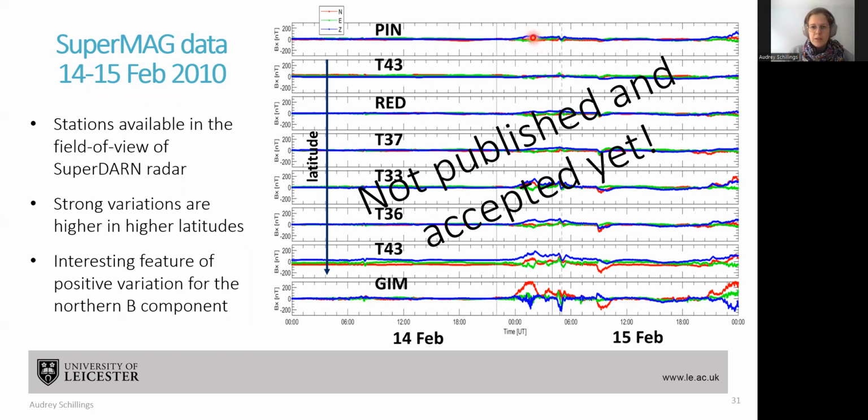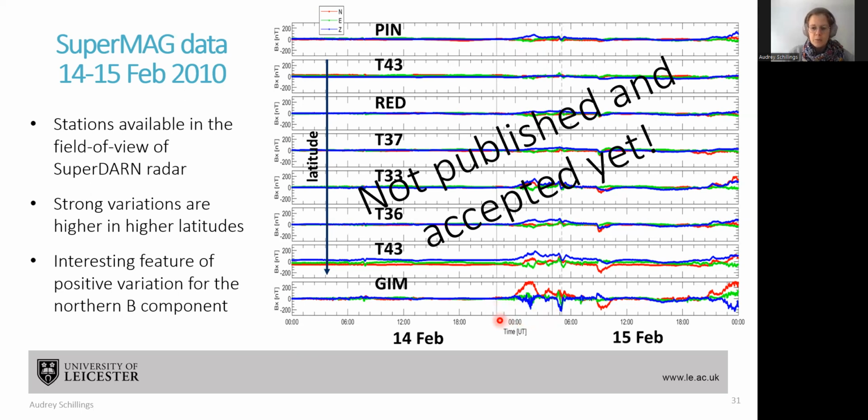variation. This shows you the 3 components. The red is the northern component, the E component is green, and then the Z is in blue. But at higher latitude, we can see that there are perturbations in the magnetic field. This is 14 and 15 of February, and midnight is over here. So our time is between these two lines.